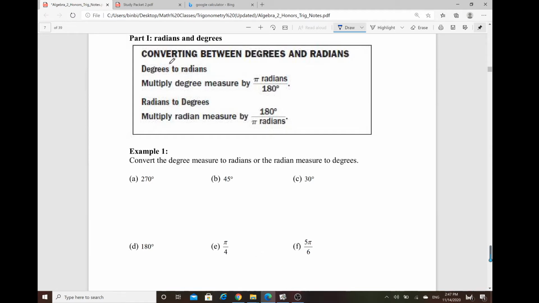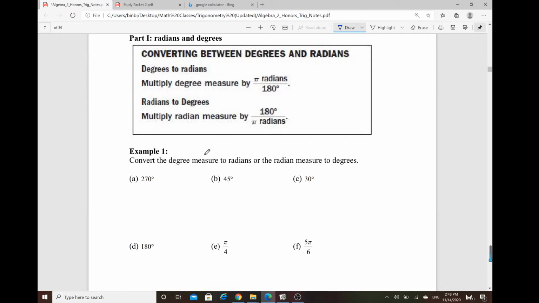So here's the one that I'd like to talk about today for the lesson of day 3 of trigonometry: converting between degrees and radians. Anytime you want to convert from degrees to radians, you always want to multiply the degree measure by pi over 180. And from radians to degrees, you multiply the radian measure by 180 over pi, which is the reciprocal of pi over 180. Now we'll take a look at that.